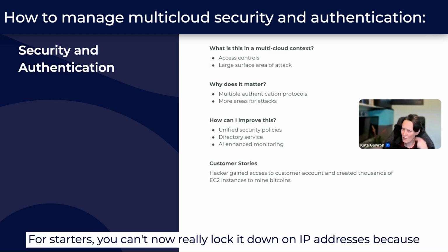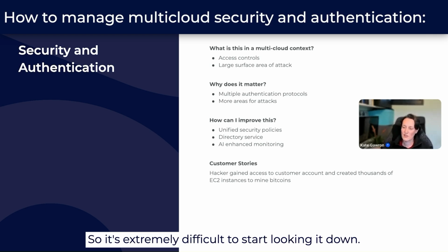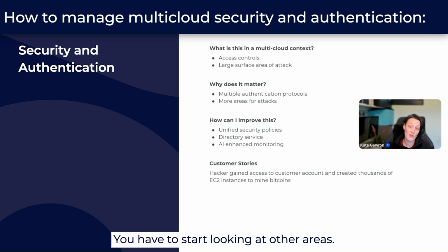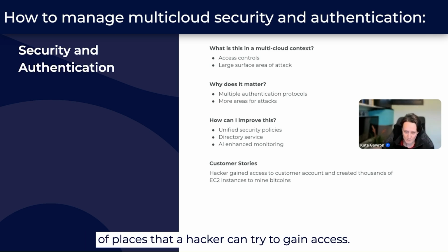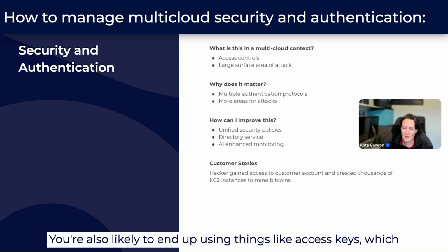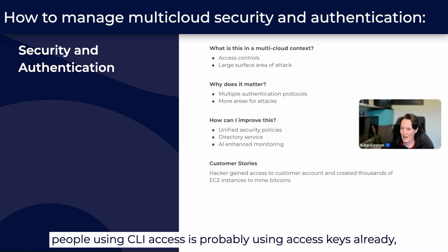For starters, you can't now really lock it down on IP addresses because the IP ranges being used by these cloud vendors change all the time. So it's extremely difficult to start locking it down. You have to start looking at other areas. And by doing that, you're increasing the number of places that a hacker can try to gain access. You're also likely to end up using things like access keys, which you're probably using for your developers and people using CLI access already.